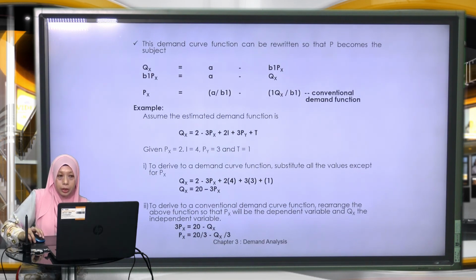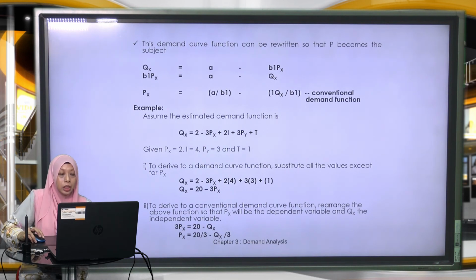Well, what you need to do is take this long demand function and substitute the values for all the independent variables except for the price of good X. As you can see here, it's given that income is equal to 4, so you replace I by 4. Price of good Y is 3, so you replace that with 3, and taste is given as 1, so you substitute T = 1. But just leave the price of good X as it is. When you simplify this equation, you end up getting Qx = 20 - 3Px.